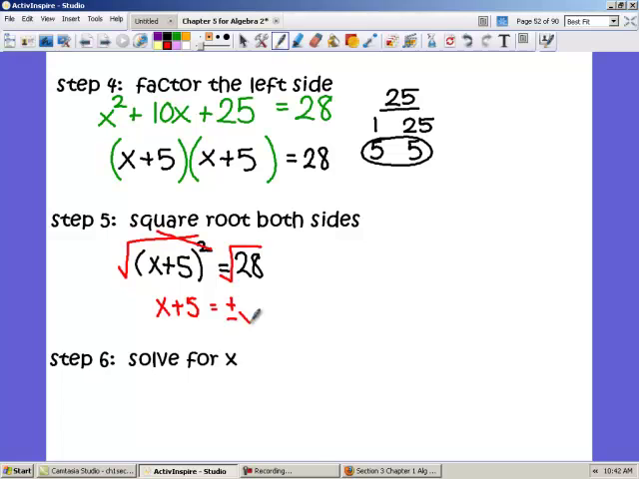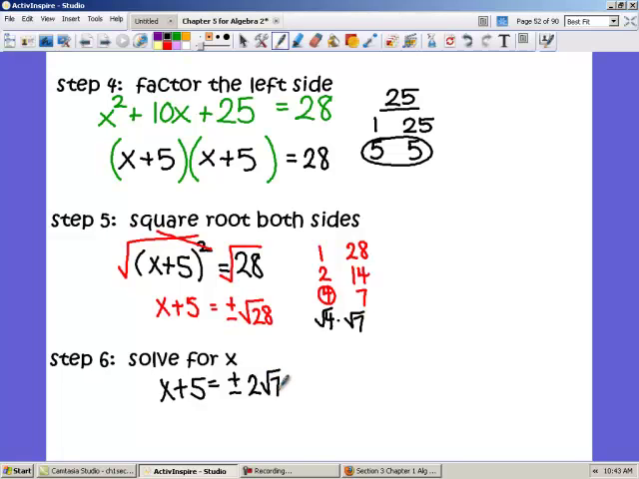Remember, you want to put plus or minus. And we want to make sure that the 28 is simplified. So if we come over here and find the factors of 28, we want to find one that has a perfect square, which 4 does. So we're going to simplify this, and we're going to write x plus 5 equals plus or minus the square root of 4 times the square root of 7. Well, that's a 2, and then the square root of 7 does not go any farther. So now we have the radicals simplified.